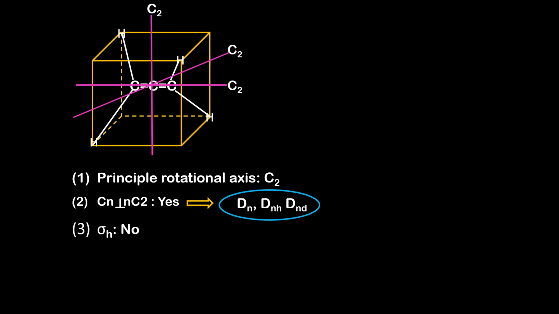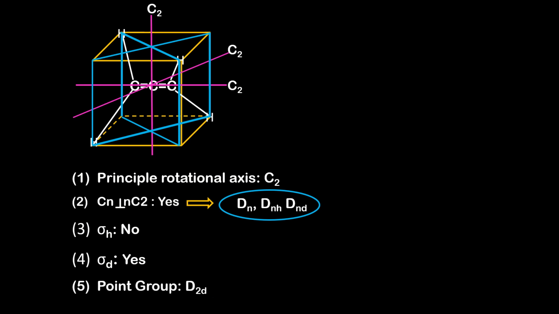Third, is there any sigma H? No. Is there any sigma D? Yes. Here, these are sigma D. This is sigma D, which bisects the angle between two C2 rotational axes. Such 2 sigma D are obtained in the allene molecule. So the point group will be D2D.